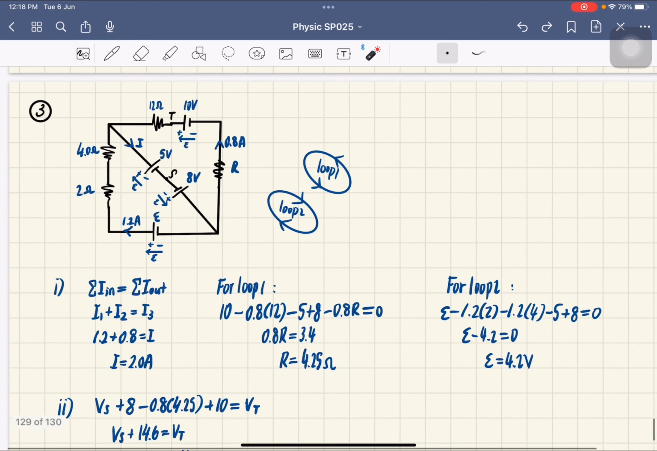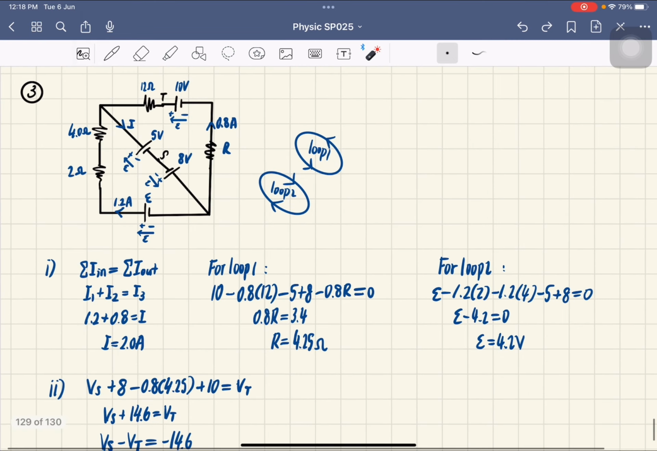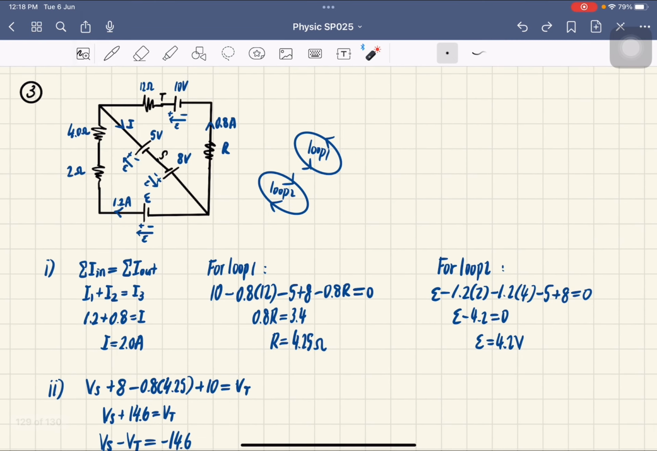Then let's see the third question. For the third question, the circuit looks a bit complicated, but it's okay. By using the methods that I just taught, we will find this subtopic is very easy. Okay, Kirchhoff's first rule. There are three currents: the current 0.8, the current 1.2 A, and the third current doesn't have a value, so we put it as I.